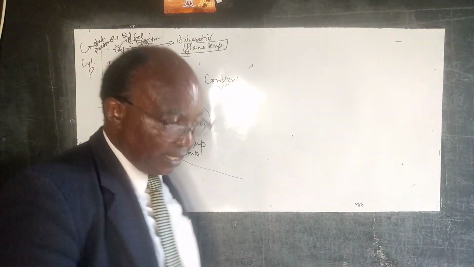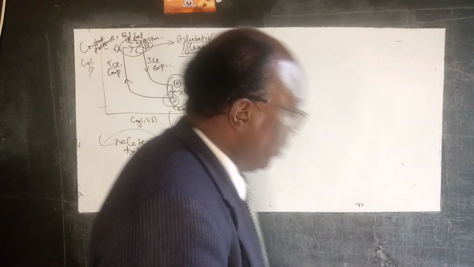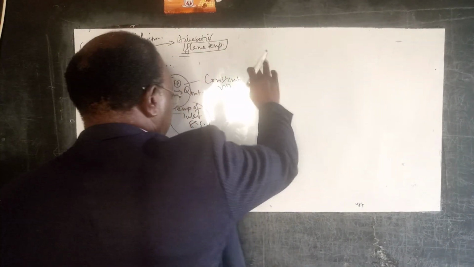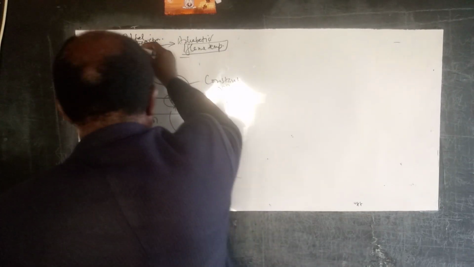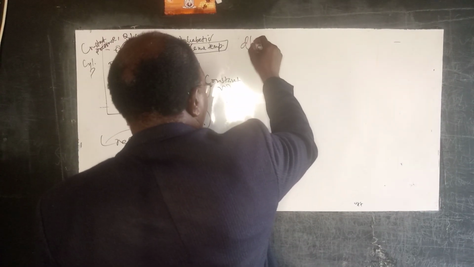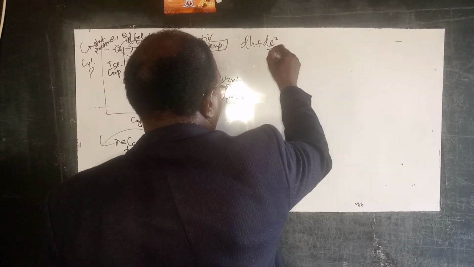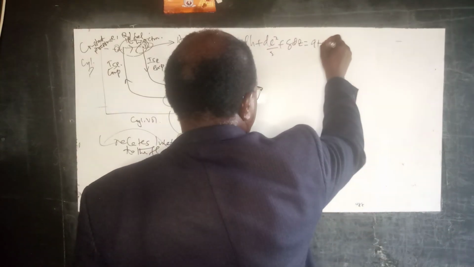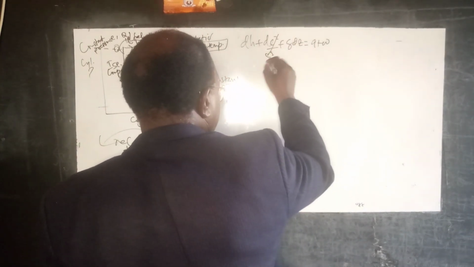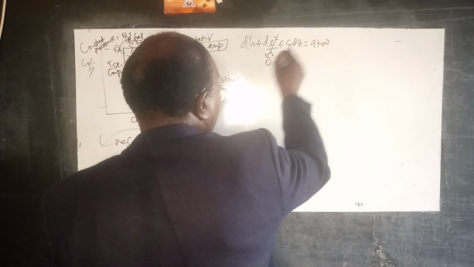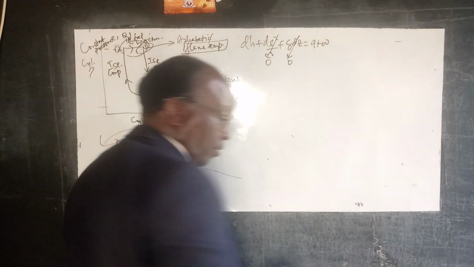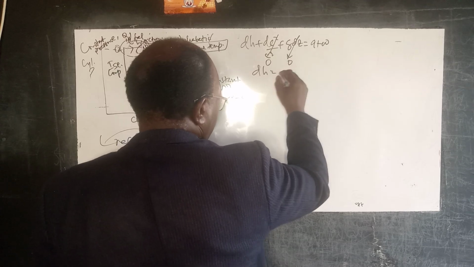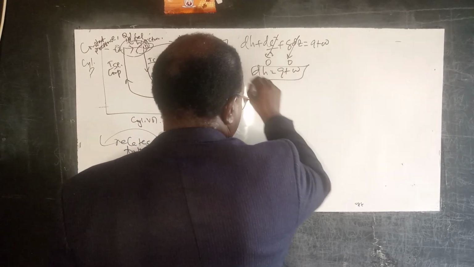Occurs at constant pressure. So, we know that heat is transferred at constant pressure. We have dH, if we work with our quantities dH, dC squared over 2 plus G dZ, that is equal to Q plus W. If we assume that kinetic energy is negligible, 0, and there is no change in the datum level or reference level, 0, so dH basically is Q plus W.